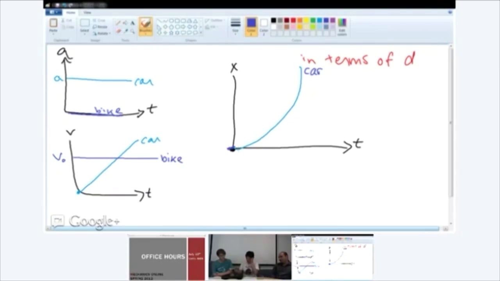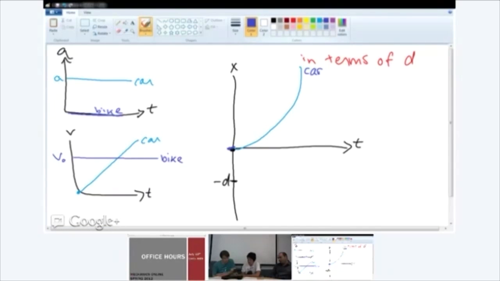Awesome. For the bike, though, it starts behind the car, so we're actually going to need this axis here to... Oh no, it starts position d behind it, right? Yeah, but what slope should it have? At time 0, hang on, -d.